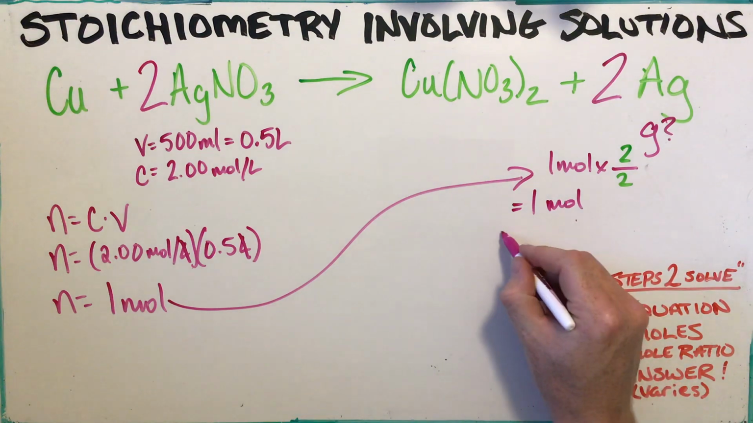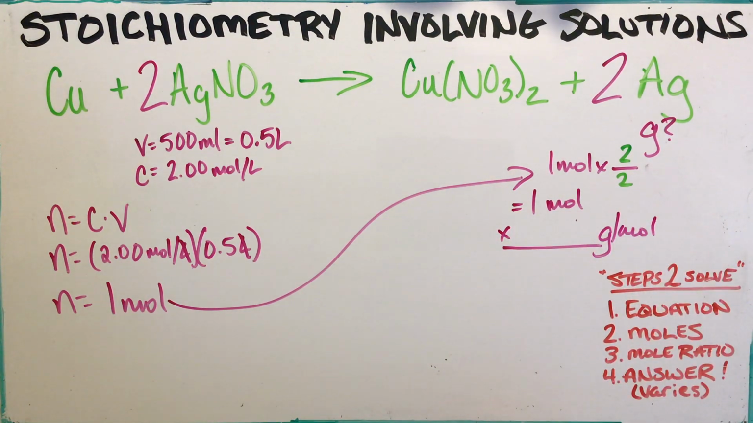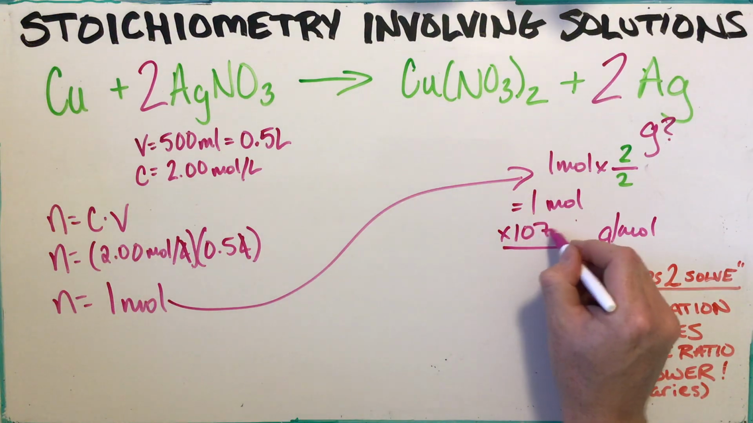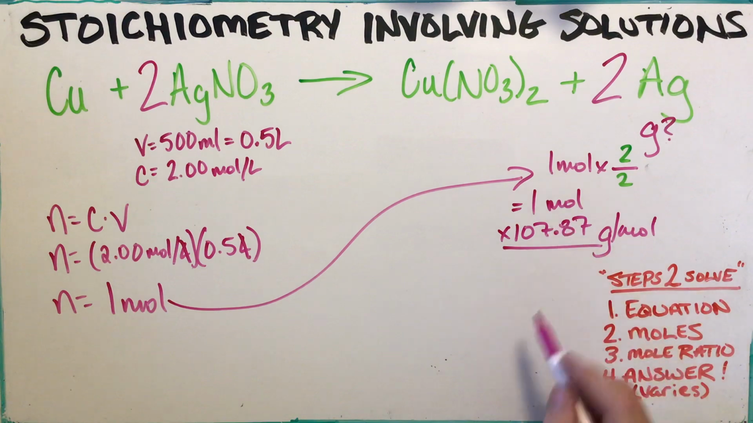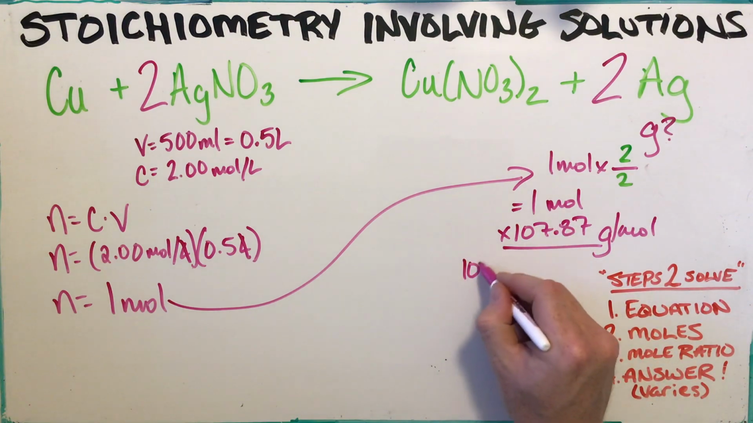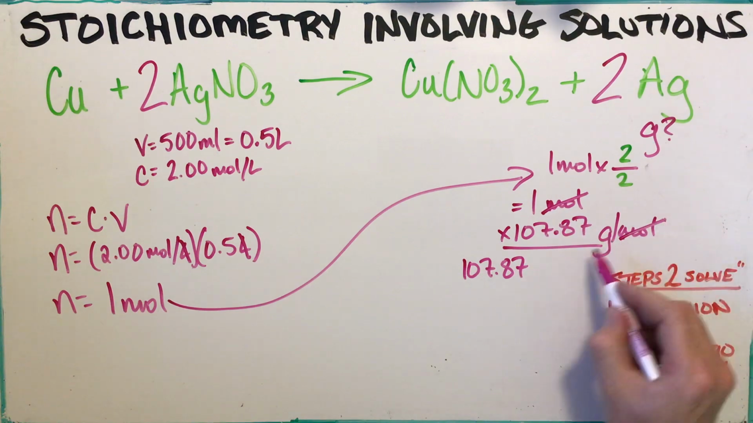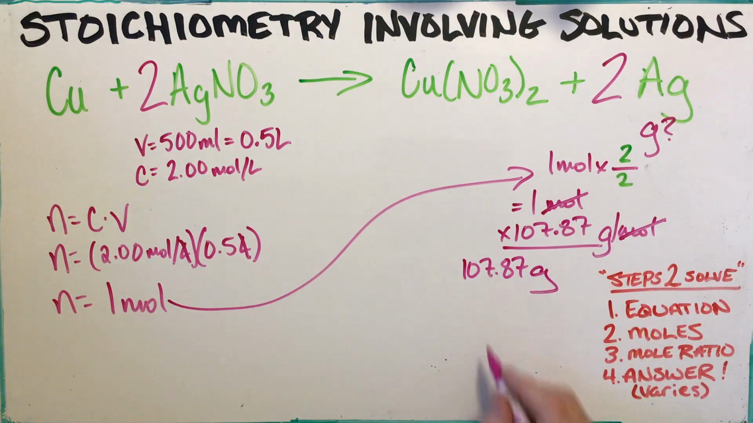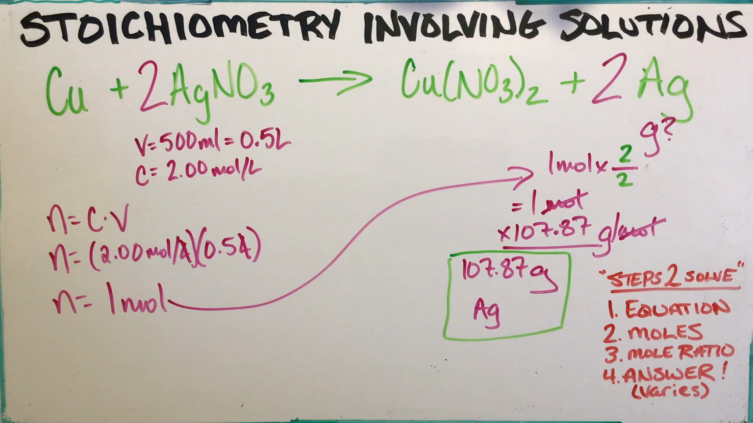All right? Now I'm going to multiply by the molar mass of silver. And the molar mass of silver is 107.87. And that's not very hard math. 1 times that is 107.87. But now the moles have canceled out, and I'll be left with grams of silver. And that is my $1 million final answer. All right? So pretty easy, right?